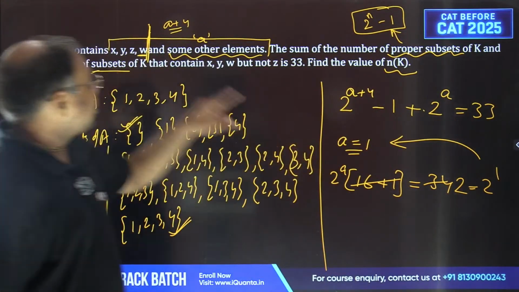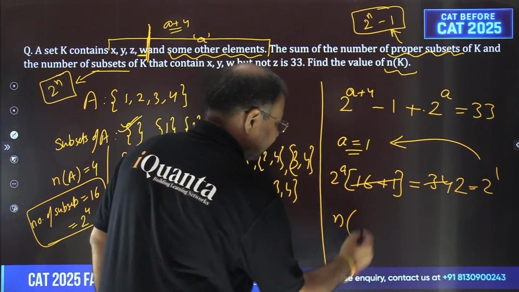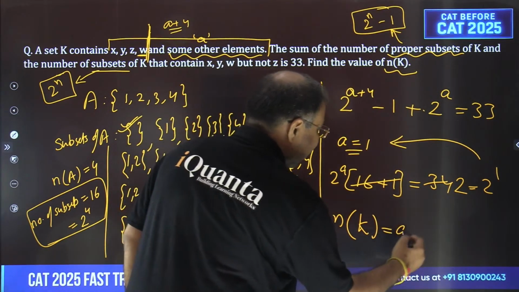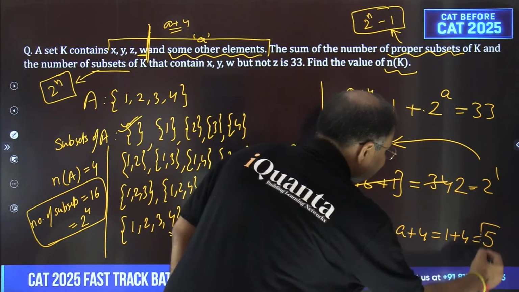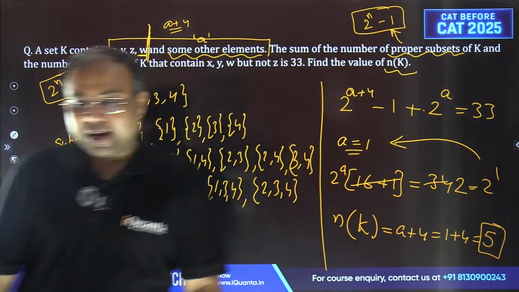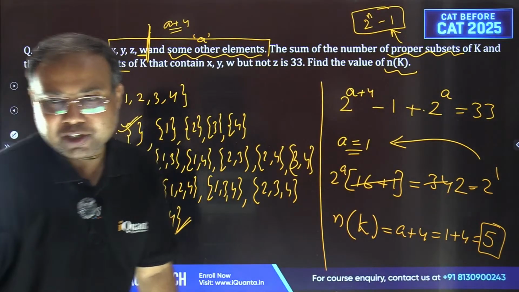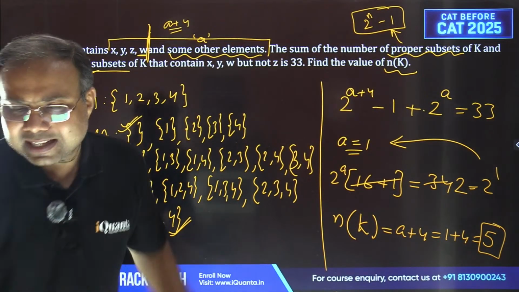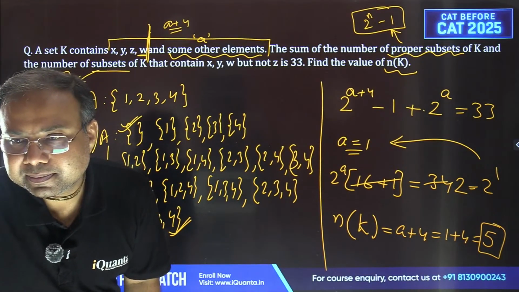So A is 1, so our answer would be A plus 4. So N of K is actually A plus 4, which is 1 plus 4, that is 5. So this is the final answer. Fine. Yes, let's move to the next question. Ready, everyone? Is that clear, by the way? Is it clear to everyone?